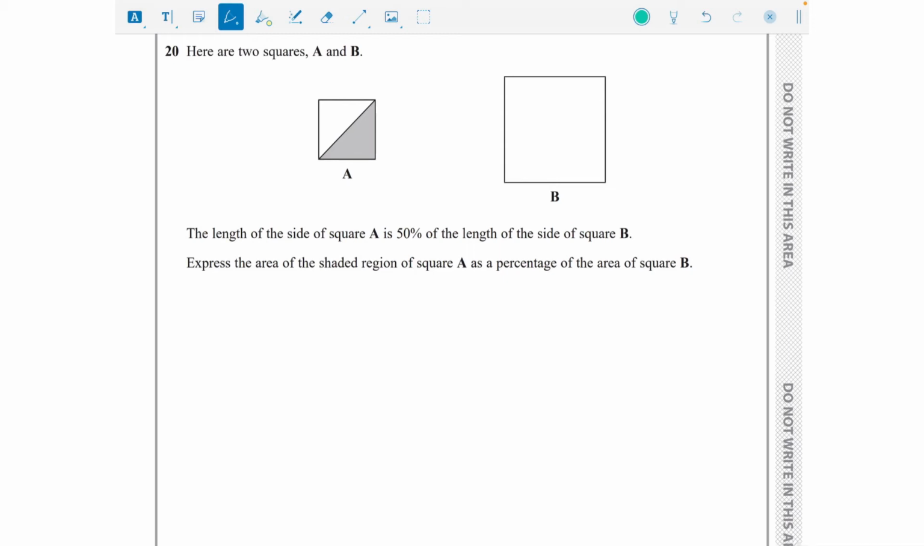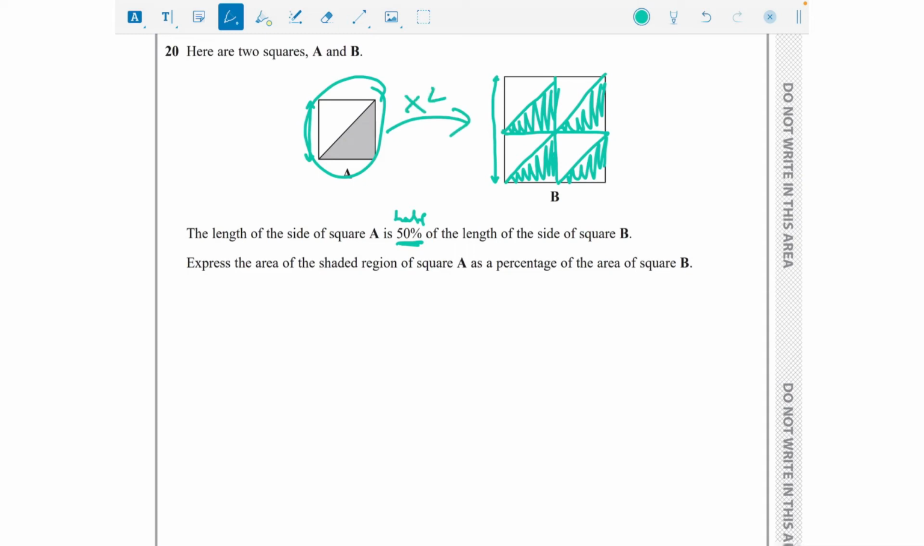The length of the side of square A is 50%, so half, of the length of the side of square B. That means that this length here is half of this square here. So I'm actually going to draw this inside this one. I know that 2 of them would fit going that way and 2 of them would fit going that way. So one of them would fit there, one of them would fit there, one of them would fit there and one of them would fit there. So 4 of these would fit into this because 2 would fit going up and 2 would fit going across, because it's half as big in both directions.